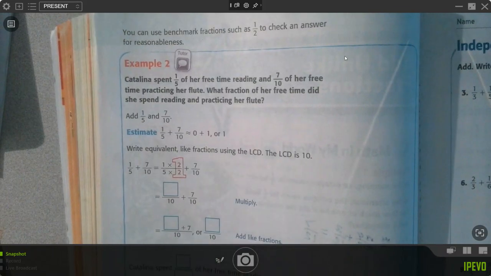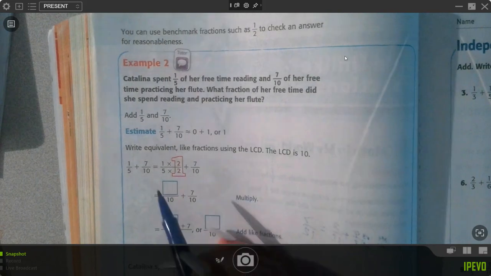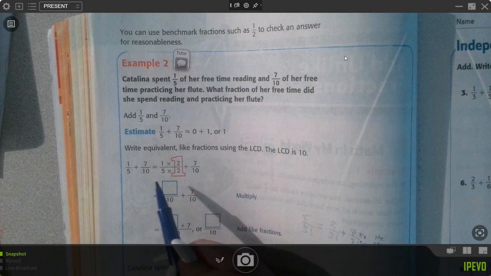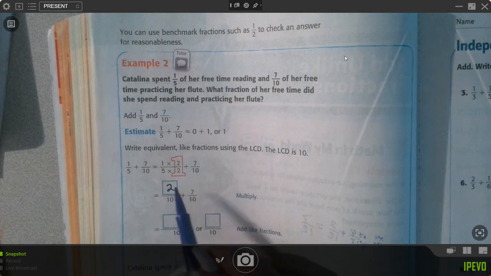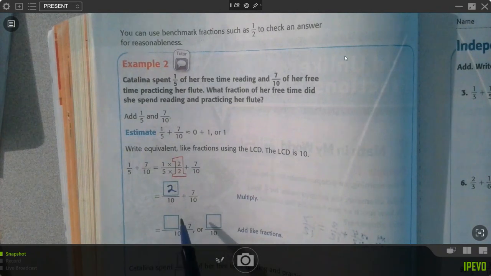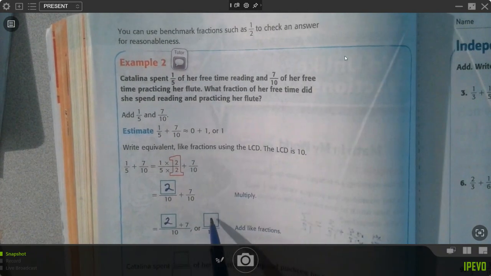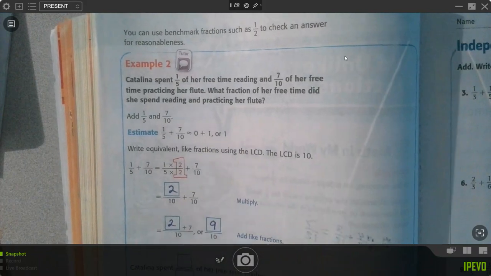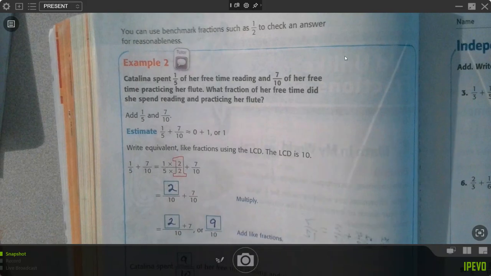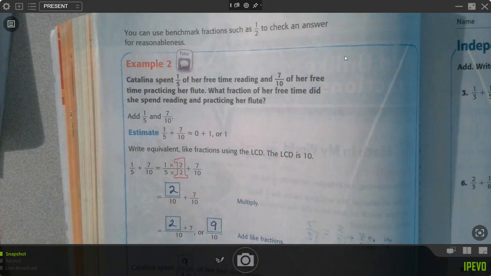Write equivalent like fractions using LCD. The LCD is 10. So this would be 2/10 plus 7/10, or it would be 2 plus 7, or 9/10. And then Catalina spent 9/10 of her free time reading and practicing her flute. That's it.